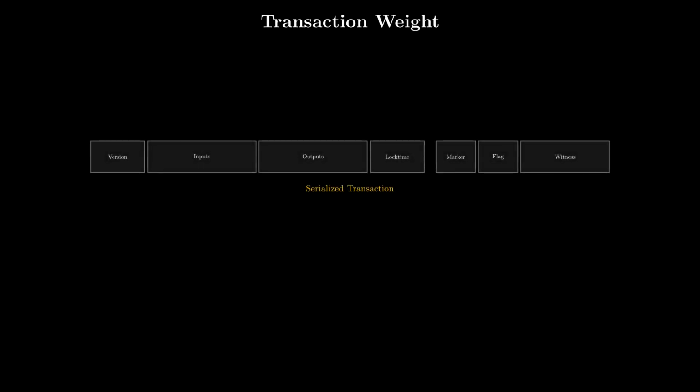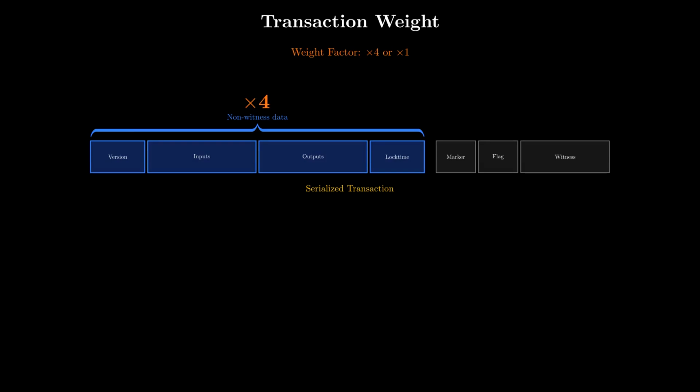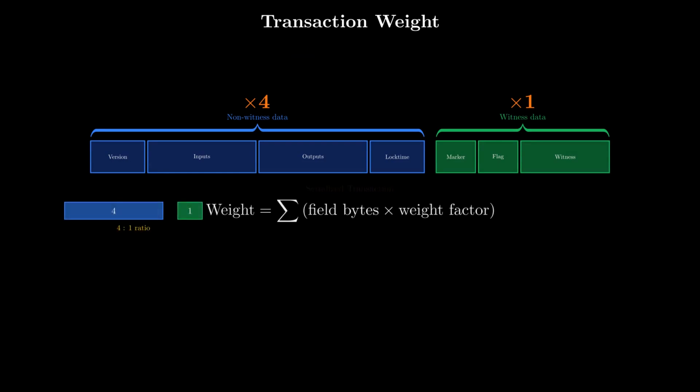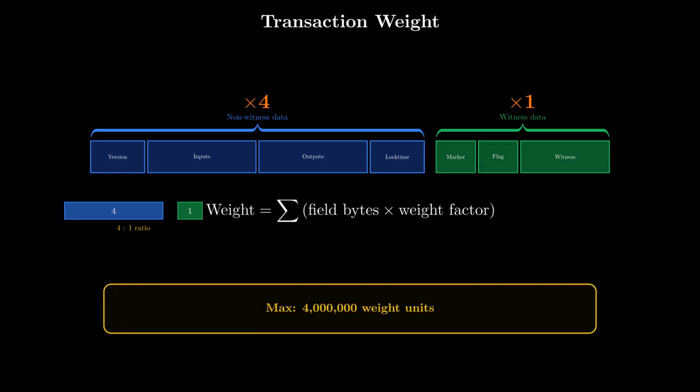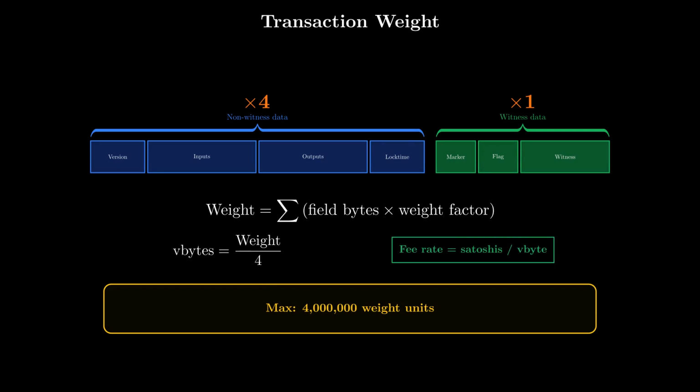Each byte in a serialized transaction is multiplied by a weight factor, 4 or 1, depending on where it sits. Non-witness data, version, inputs, outputs, and lock time, carries a factor of 4. Witness data, the segwit marker, flag, and witness fields, carries a factor of just 1. A block's maximum capacity is 4 million weight units. To convert weight to virtual bytes, you simply divide by 4. Fee rates are then quoted in satoshis per virtual byte.